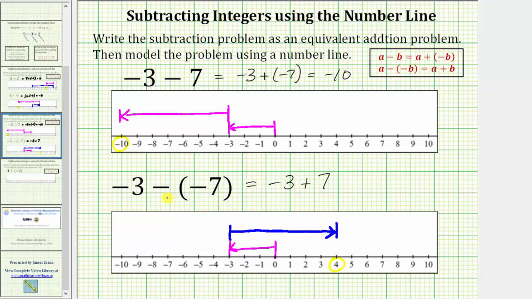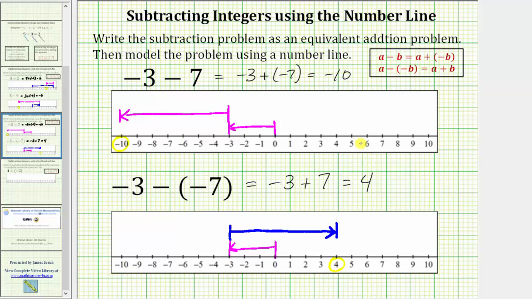For the subtraction, we know if we were subtracting positive 7, we would move left 7 units. So when subtracting a negative number, or in this case, to subtract negative 7, we do move right 7 units to positive 4. Negative 3 minus negative 7 equals negative 3 plus 7, which equals positive 4.